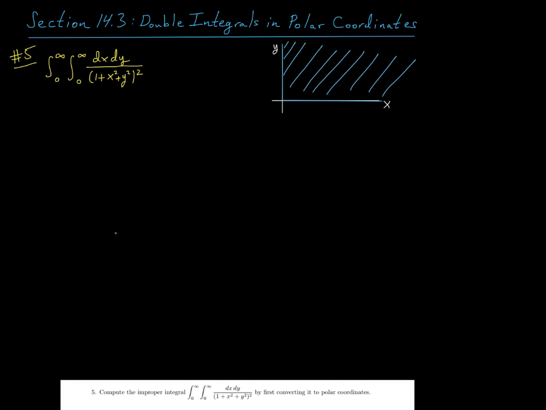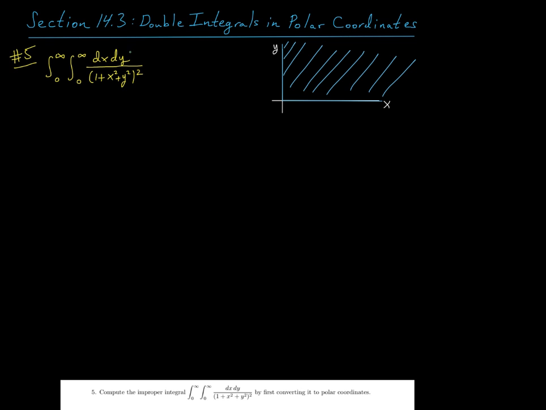All right, next up is 5. It says to compute the improper integral of the function 1 over the quantity 1 plus x squared plus y squared, squared. And our bounds here, x goes from 0 to infinity and y as well from 0 to infinity. And we're asked to compute this by first converting it to polar coordinates.